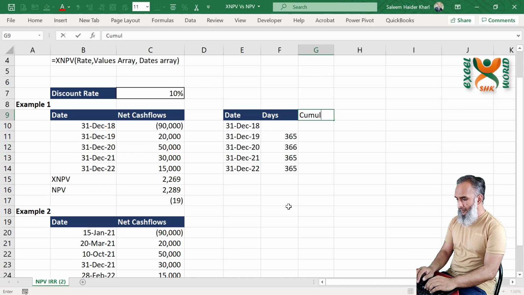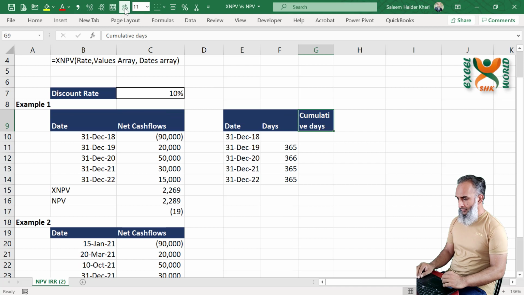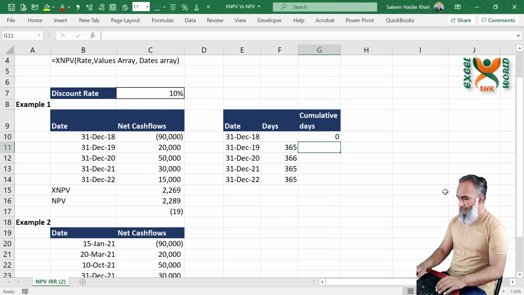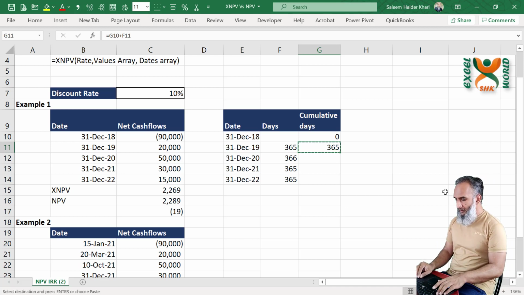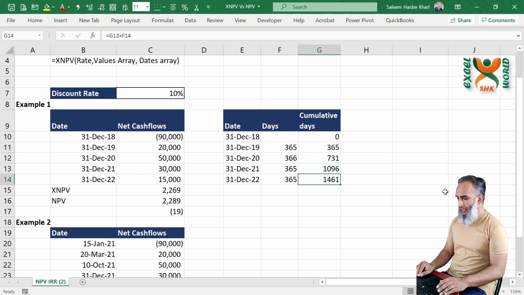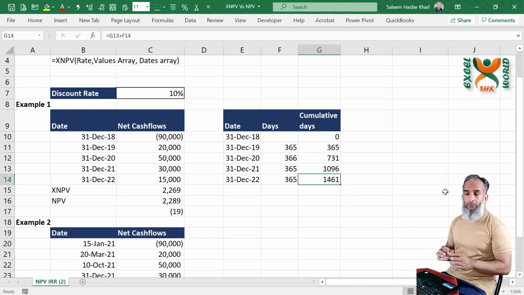So cumulative days. This is 0, and we can add up. This means the second cash flow has to be brought back to time 0 by 365 days, and we can copy it to the last cash flow, and the last cash flow has to be discounted to time 0 by 1461 days. So this is the concept of XNPV.